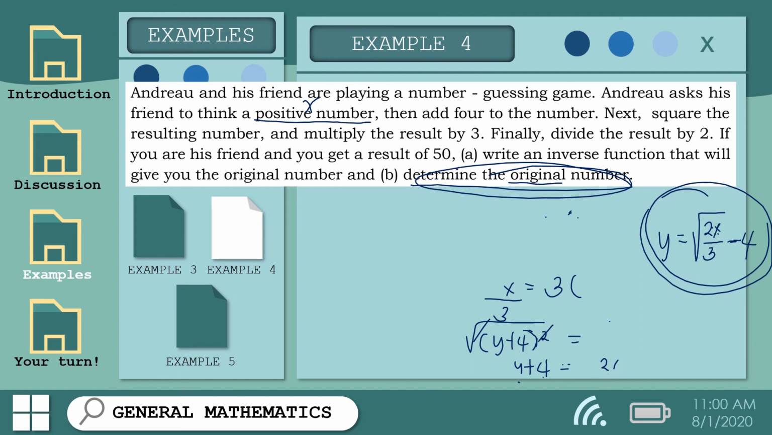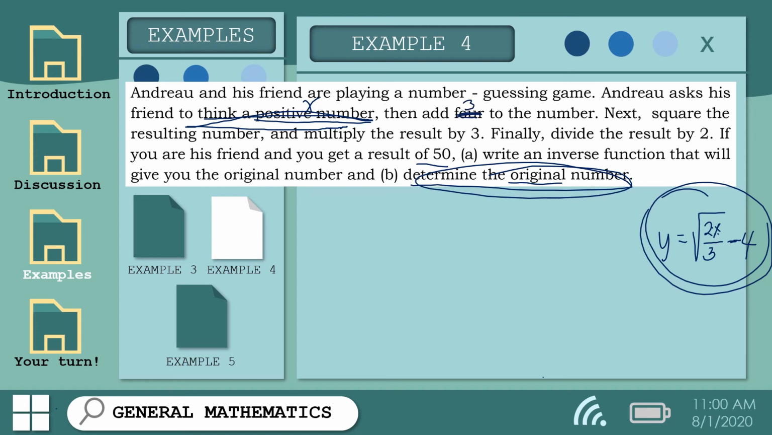Yun na po yung magiging x. At yung magiging y natin, yun na po yung ating original number. Ayan, so let's evaluate na po yung ating function or inverse function when x is equal to 50.